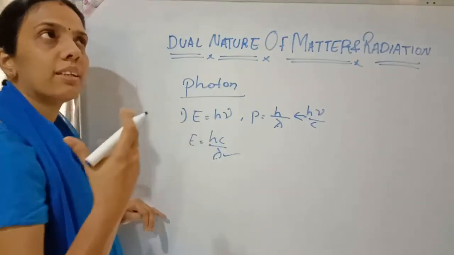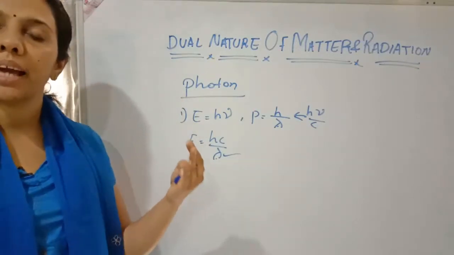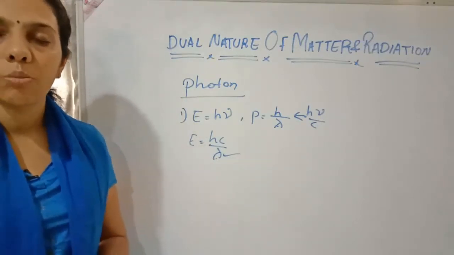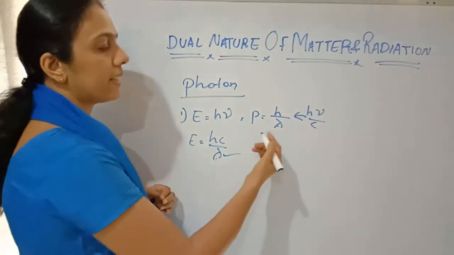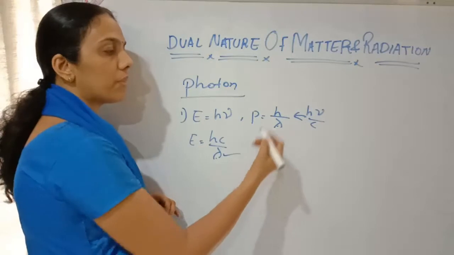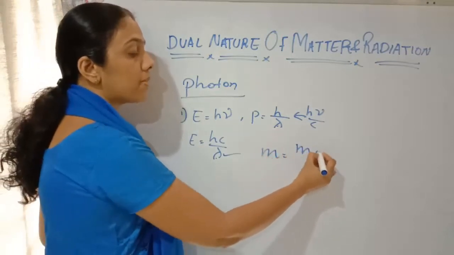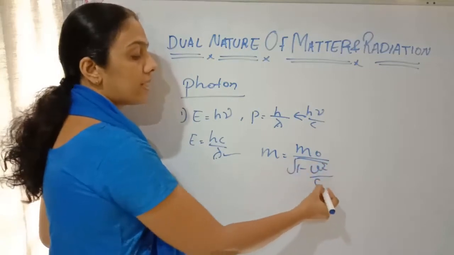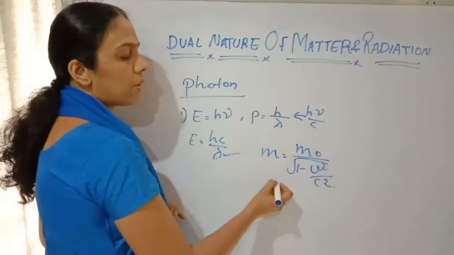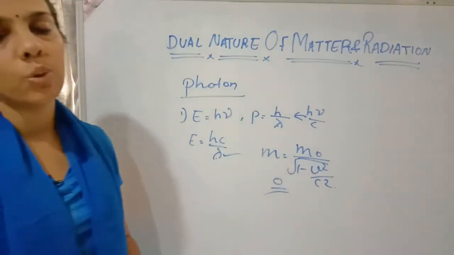And what will be the velocity of this photon? A photon will have a velocity almost equal to the velocity of light. So if it is almost equal to the velocity of light, what will be the rest mass? M is equal to m0 divided by root of 1 minus v square by c square. So this will be equal to 0. Rest mass is considered as equal to 0.